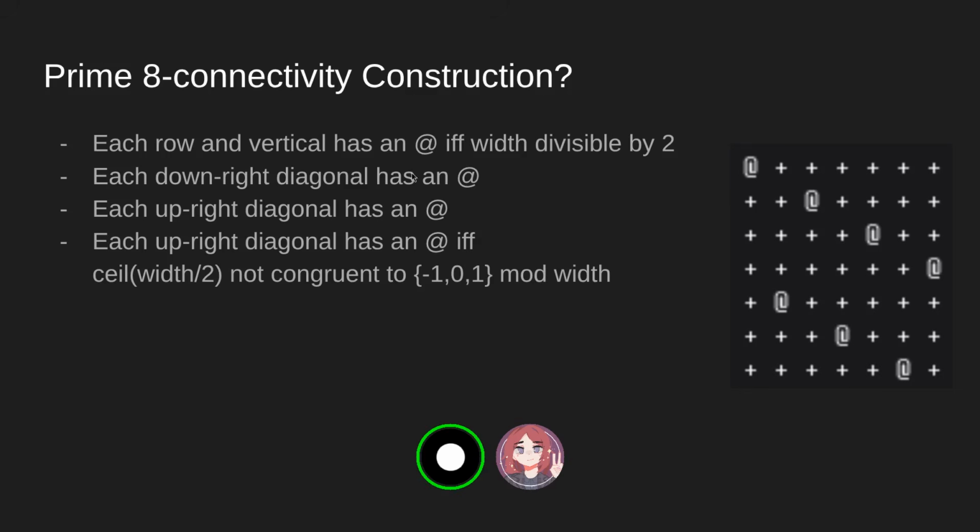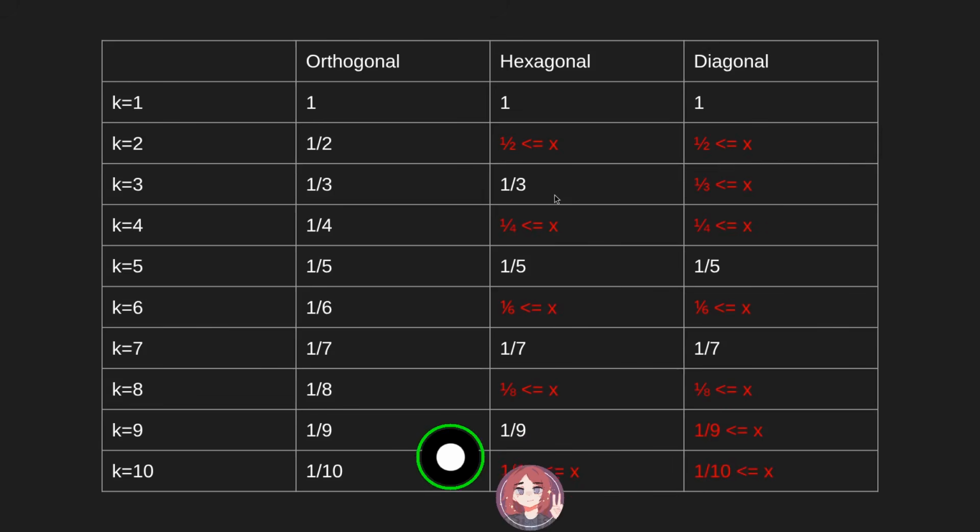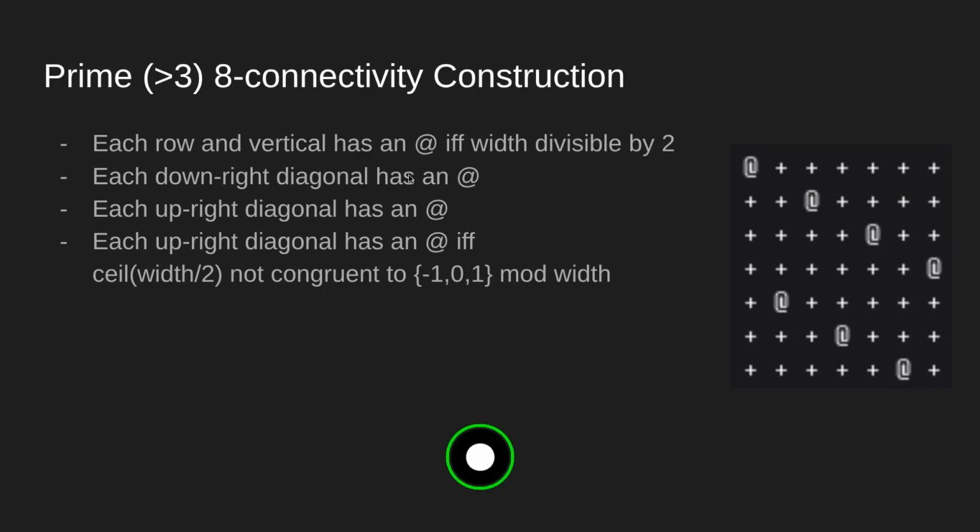So long story short, 2 and 3 are the only prime numbers that don't satisfy these conditions, 2 not satisfying this one and 3 not satisfying this one. So this works for any primes that are greater than 3. And that gives us 5 and 7 in the case of this table. Did that make sense? Any questions there?